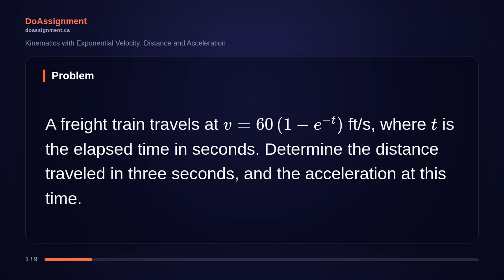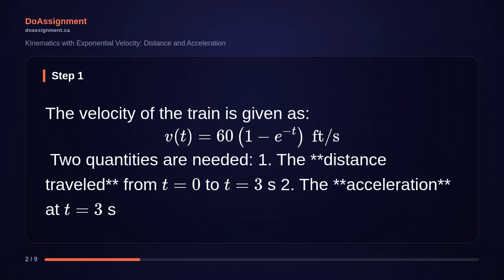Now, let us work through the solution step by step. We are given the velocity as a function of time, v equals 60 times the quantity 1 minus e to the negative t. We need to find the total distance traveled over the first 3 seconds and the acceleration at exactly 3 seconds.